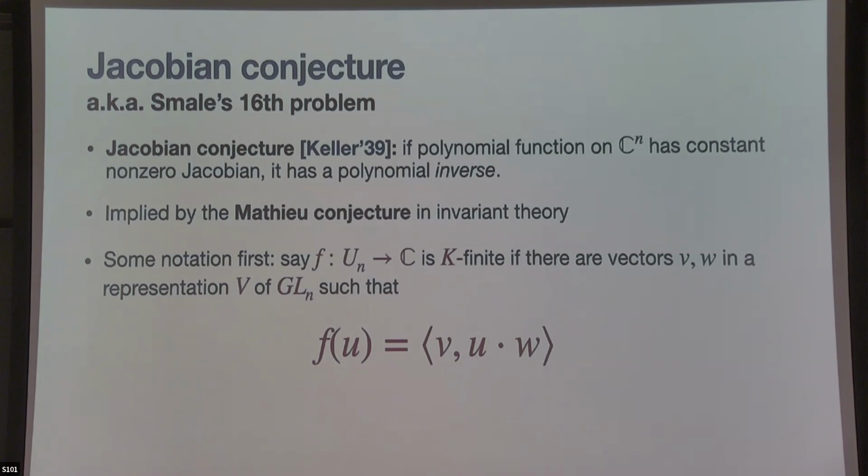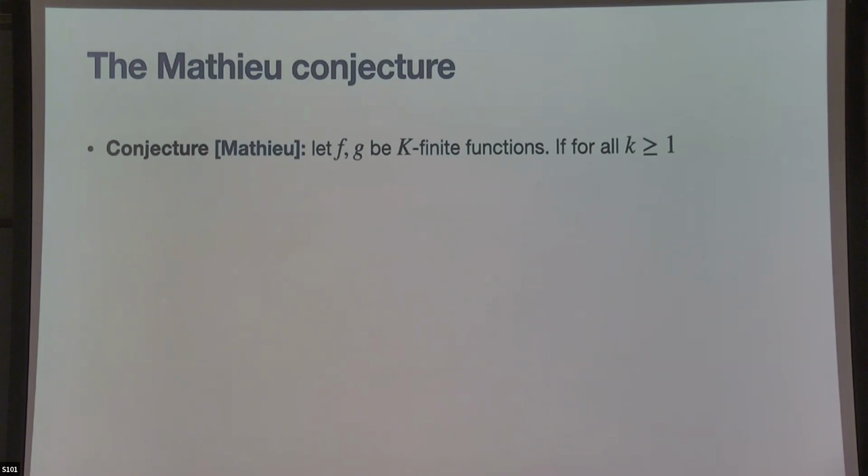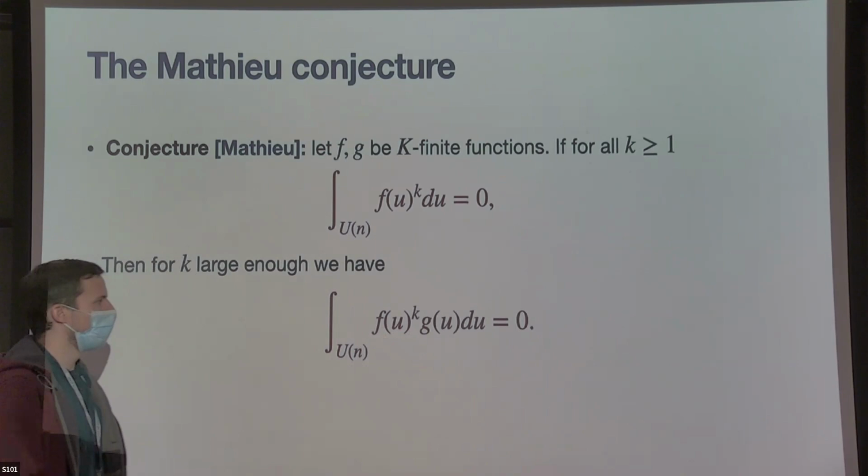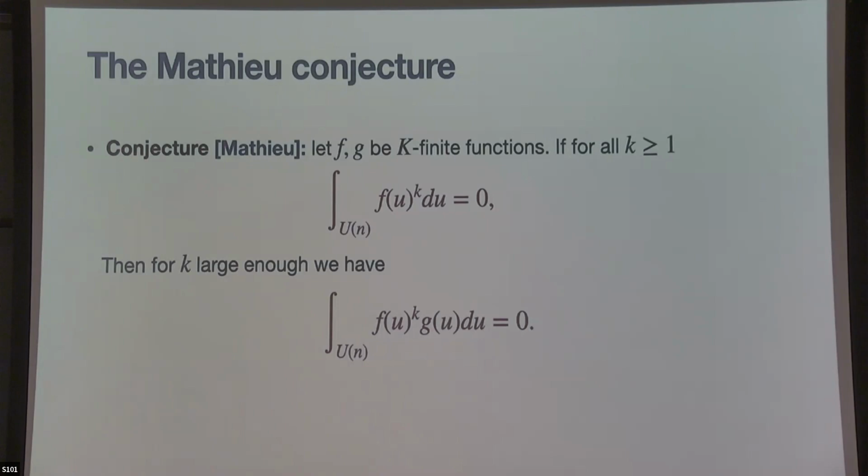And the Mathieu conjecture says that if you have two k-finite functions such that the integral of the first one raised to any power is zero, then for k large enough, the integral of the power of one times the other is always zero. The first integral we have seen, and this expression we have seen.